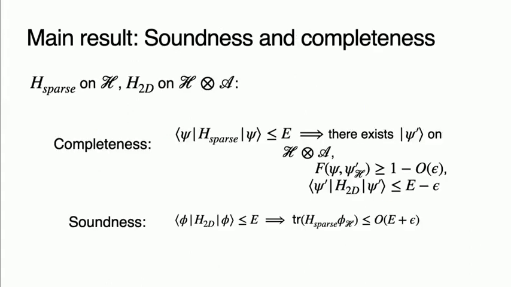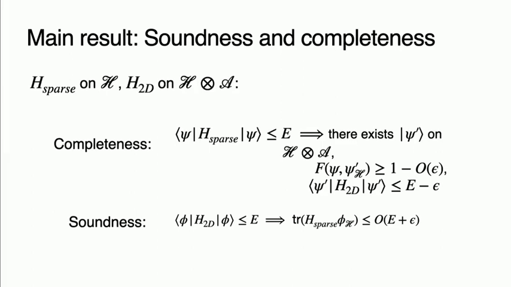Even more formally, we have the Hamiltonian we started with on some Hilbert space, and the 2D Hamiltonian is going to be on the same Hilbert space plus some ancillary system. And we have one completeness condition which says that if one state has a low energy with respect to the original Hamiltonian, we want a state that is close to that original state that also has a low energy with respect to the Hamiltonian we end up with.